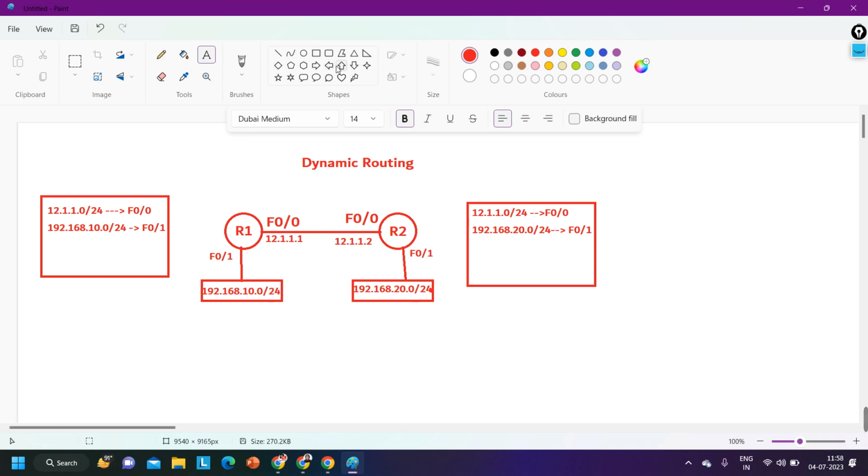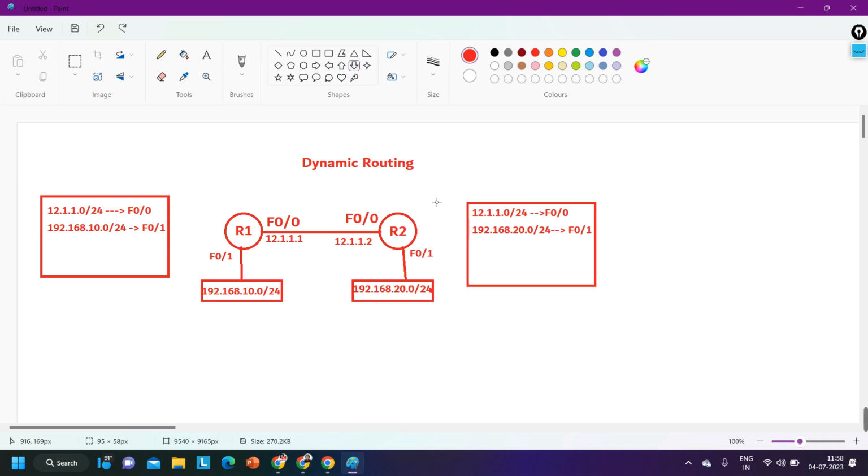So in static routing, you manually define the indirectly connected network on the router. On router 1, you will define which network? 192.168.20.0. Only one network is indirectly connected from router 1, so that network we will define on router 1. And on router 2, you will define 192.168.10.0. So in static routing, the network engineer manually adds routes in the routing table of the router.